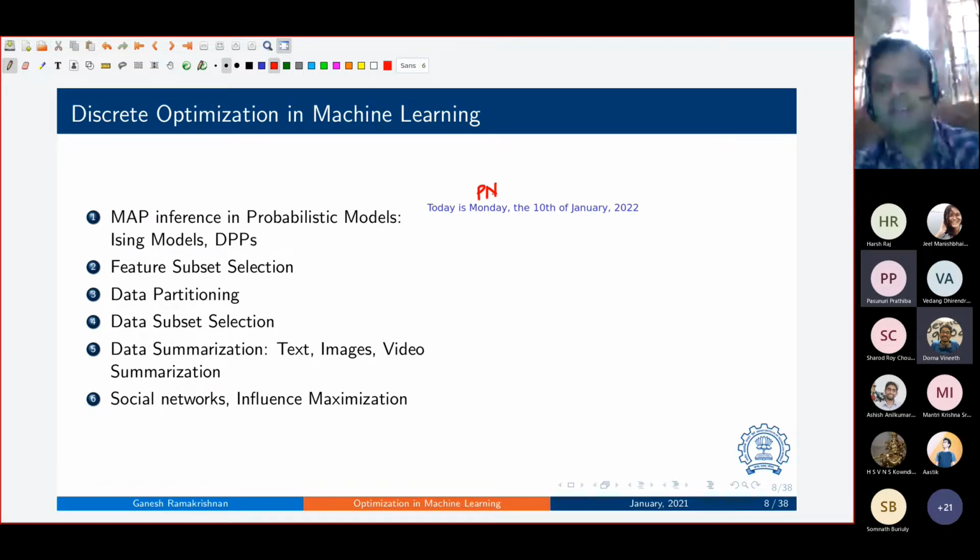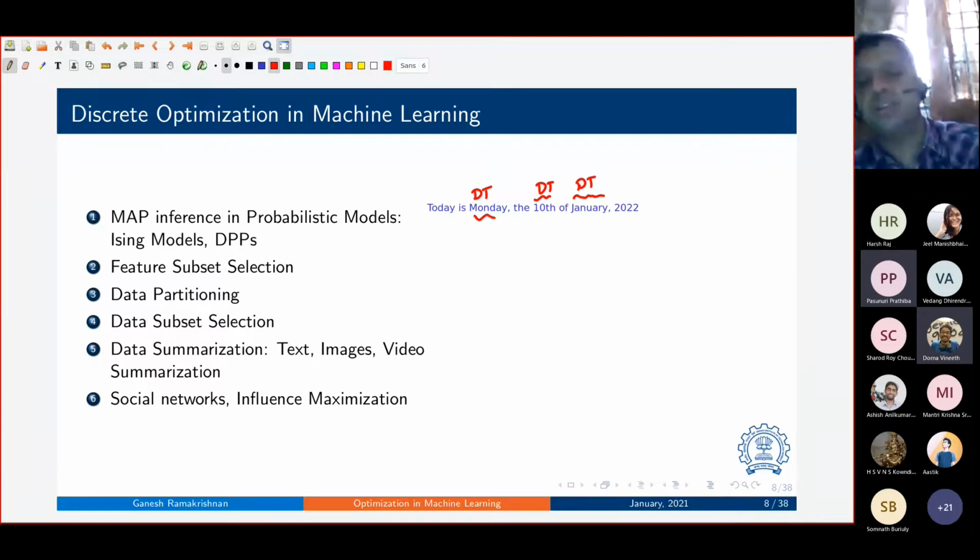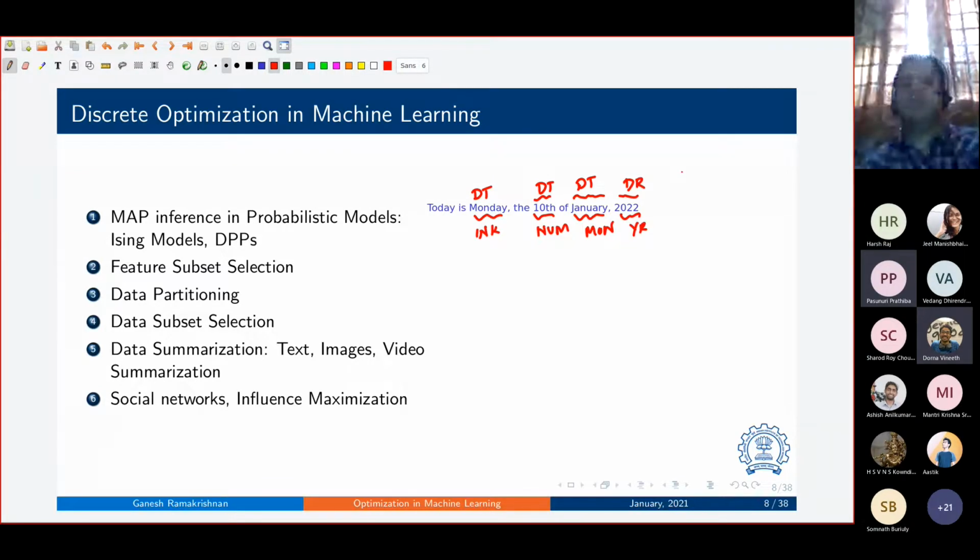So let's take the simpler case. DT. This whole thing is DT, but you could also say, well, this is DT, this is DT, and so on. Now we can get more specific. You can say this is a day of the week, weekday. This is a number, numeric value. This is a month. This is a year. It depends on the granularity you want.